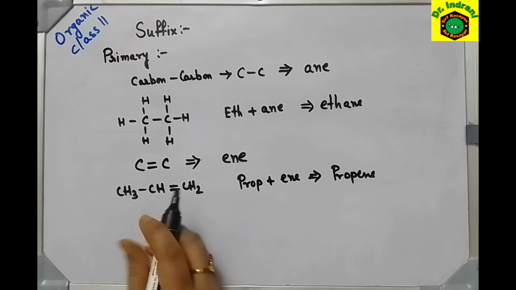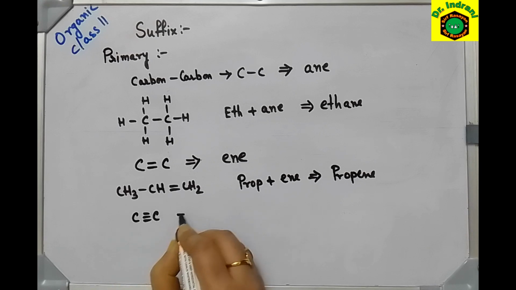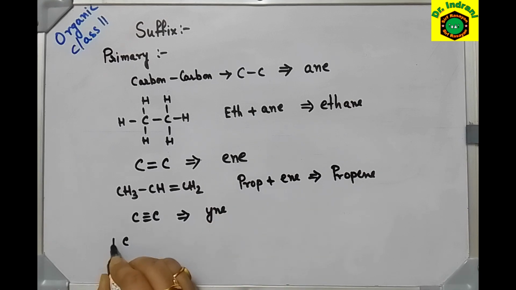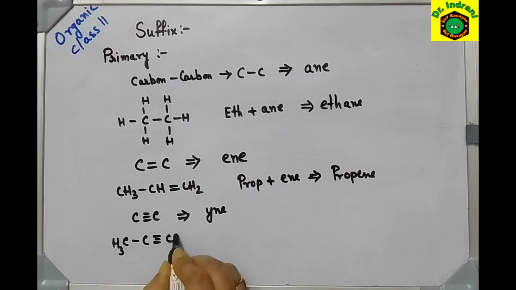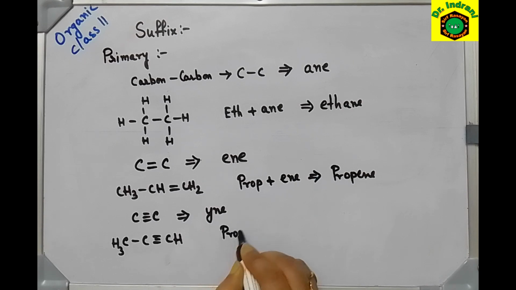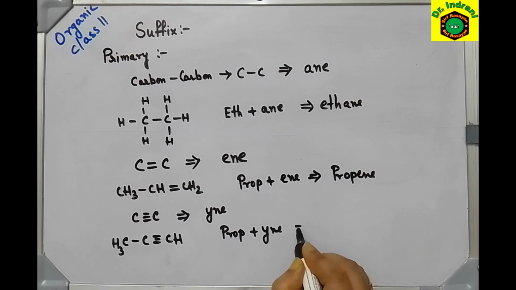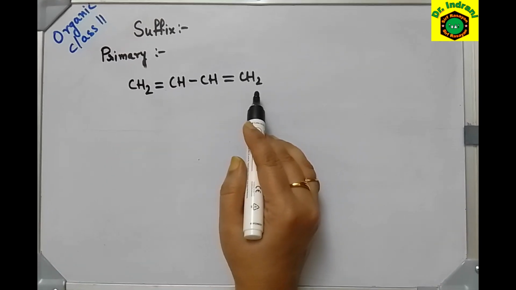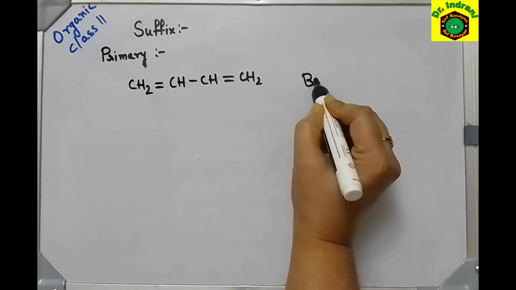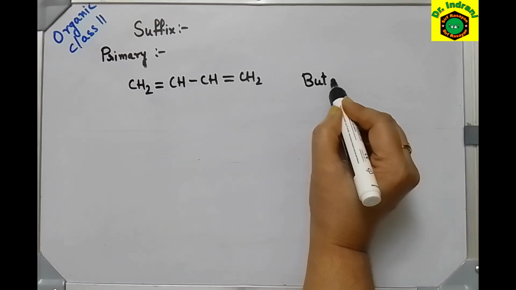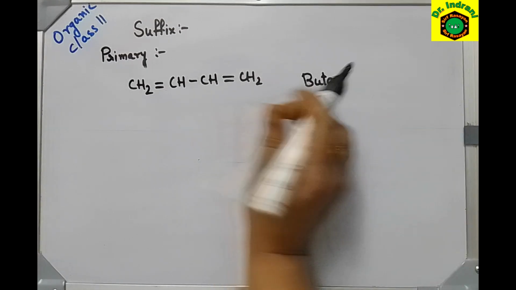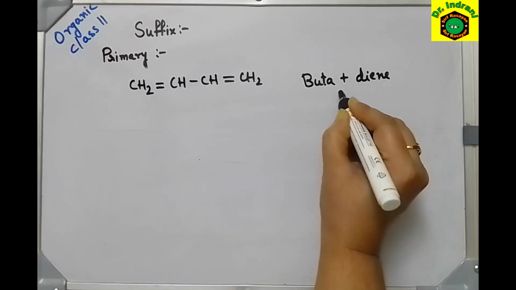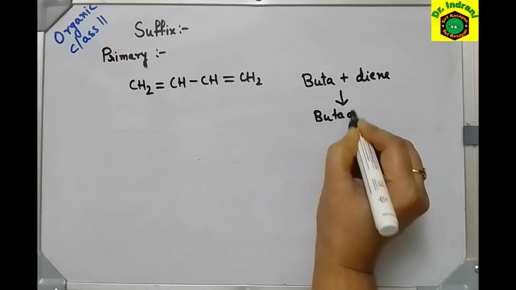Now if in the main chain or principal chain carbon-carbon triple bond is there, after word root you have to add yne, Y-N-E, ine. So if this is your compound, here three carbon atoms, so prop plus yne, means you have to write the name propyne. If in the principal chain 4 carbon atoms are there, we are using but. But here 2 double bonds are there, so we have to add here buta. If 2 double bonds are there, you add buta plus double bond means ene, 2 double bonds are there, so diene. Means your name will be butadiene.